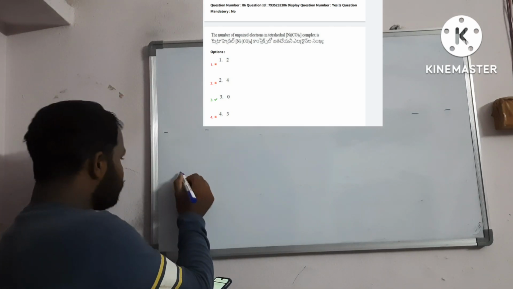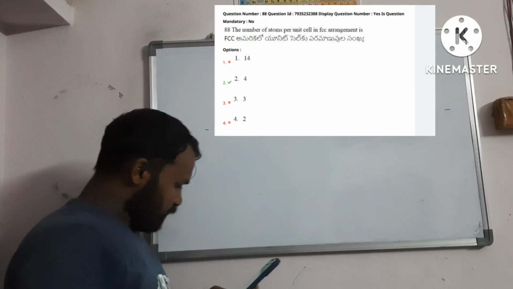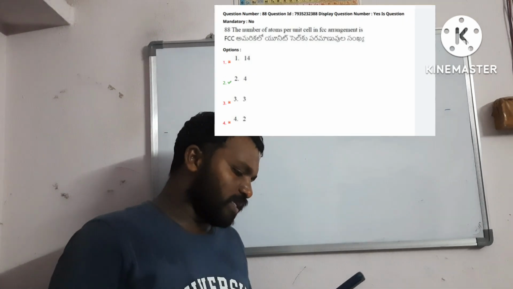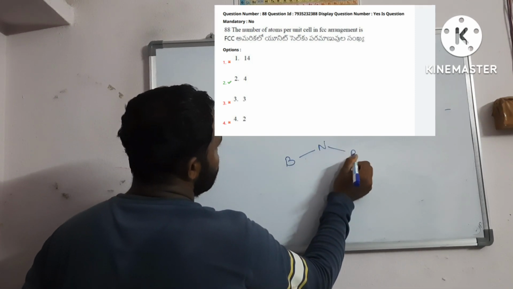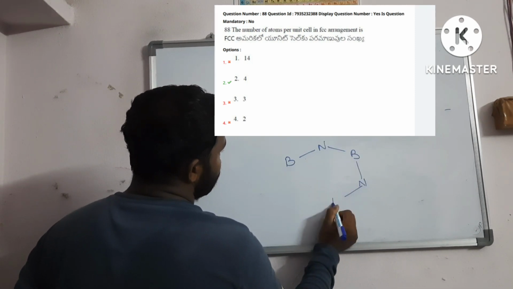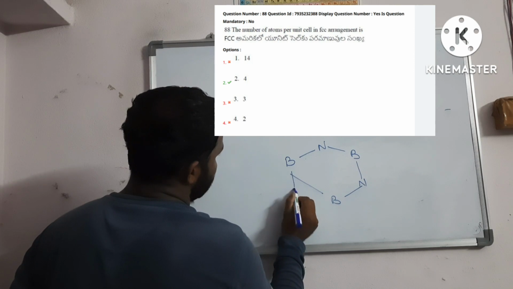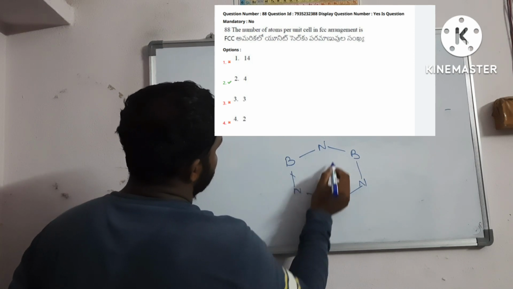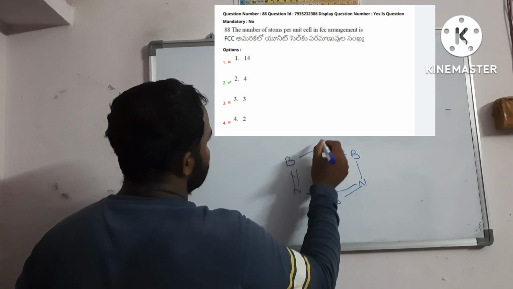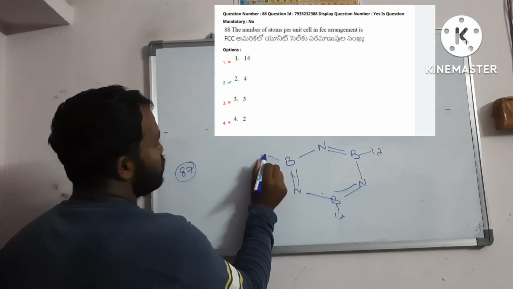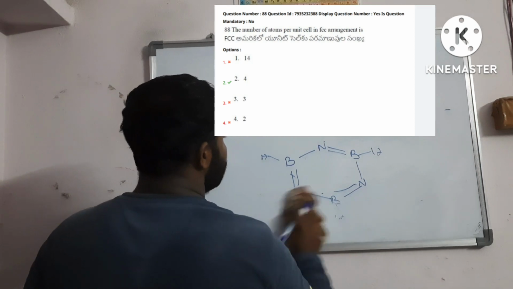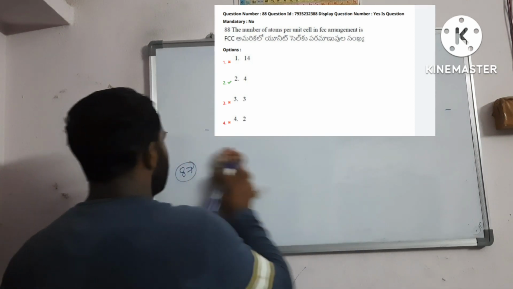Question number 87. Direct question. Which of the following is called the inorganic benzene? B3N3H6. It forms like BNB and NBN. This is the same like benzene only. So you will get the hydrogen here, hydrogen here, hydrogen here. This is the B3N3H6. It is similar to the benzene, so it is called the inorganic benzene.